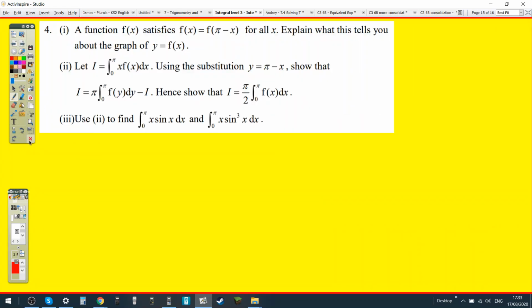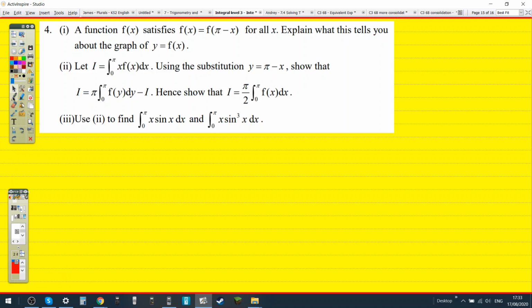Okay, this one I did not get a chance to look at. We'll see what this is about. Explain what this tells you. Why? What does this tell you? Well, I don't know what it tells you.